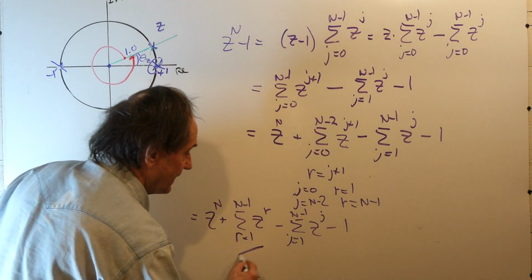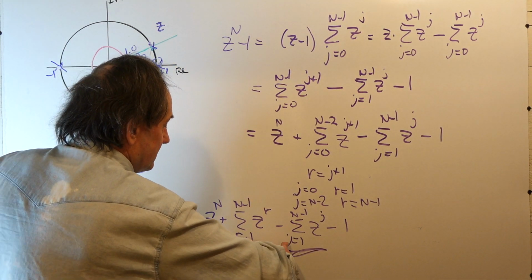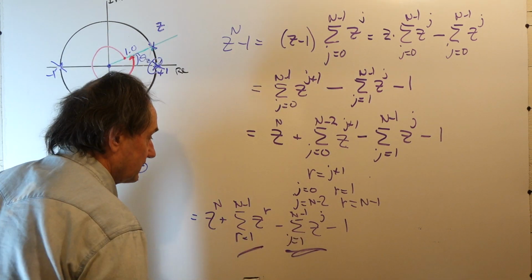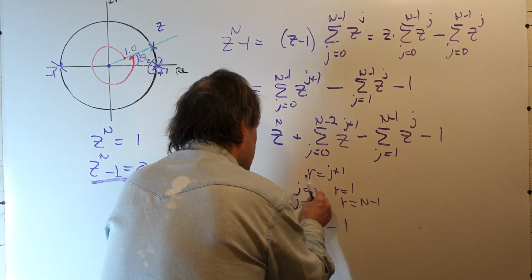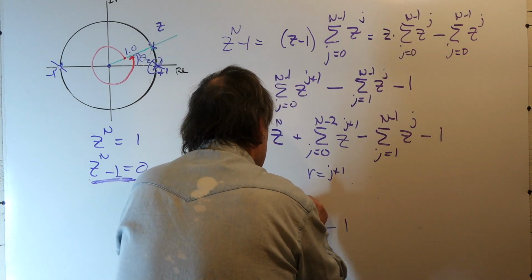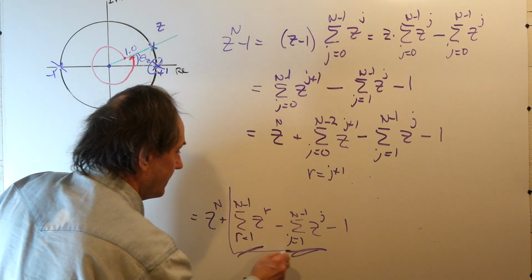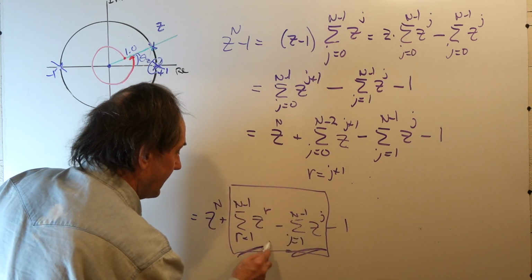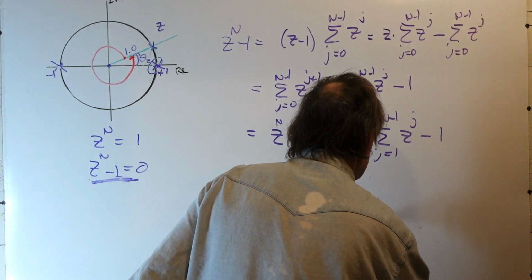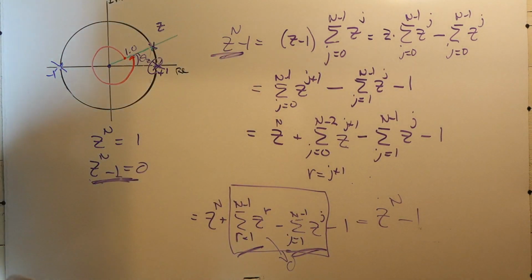Well, look at these two sums. These are identical. The only thing that's different between them is the dummy variable of summation. But these are exactly the same sums, and we're subtracting them. Convince yourself that this sum and this sum cancel and go to 0. So we're left with z to the n minus 1, which is indeed what we started with.